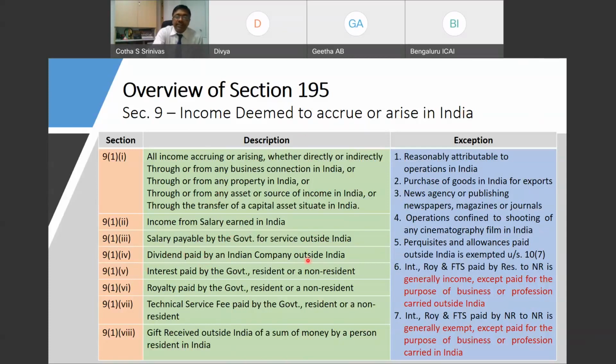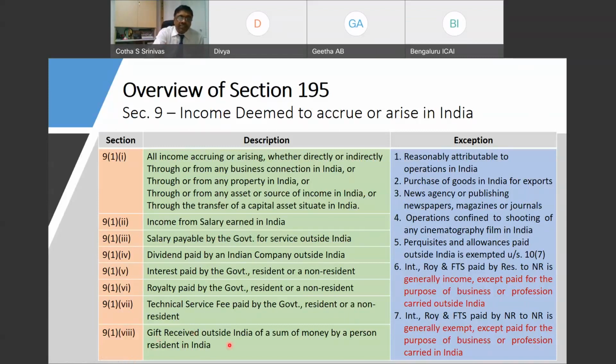Then dividend paid by an Indian company outside India. Then interest payment, royalty, fees for technical services paid by government, resident or a non-resident. With respect to interest payment, royalty, and fees for technical services, I have already explained. When a resident makes payment to a non-resident, in some exceptional cases, it will not be income. And when a non-resident makes payment to another non-resident, in exceptional cases, it will be considered as income.